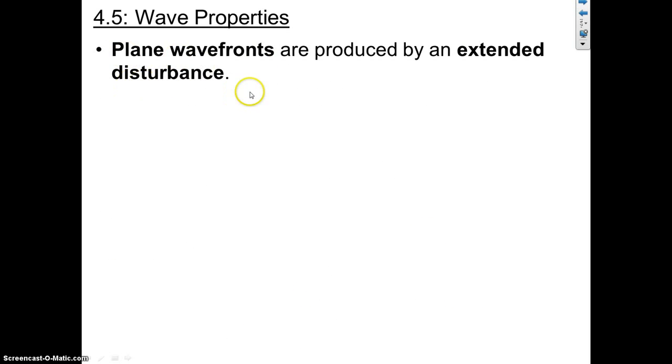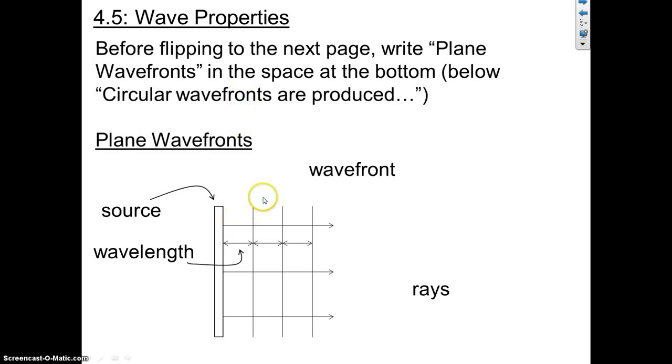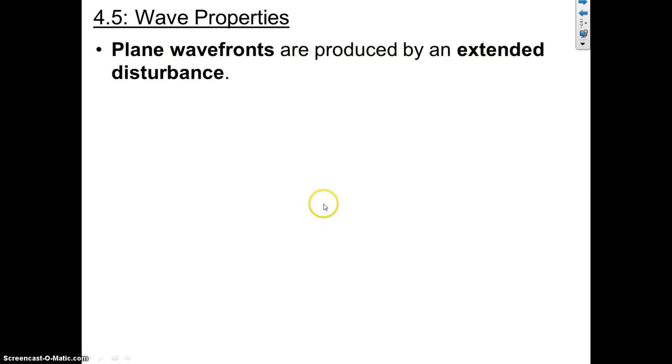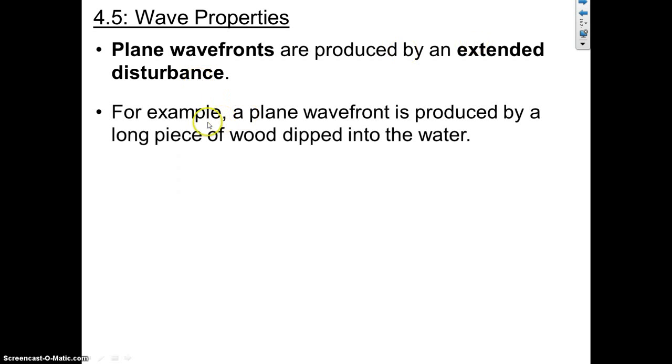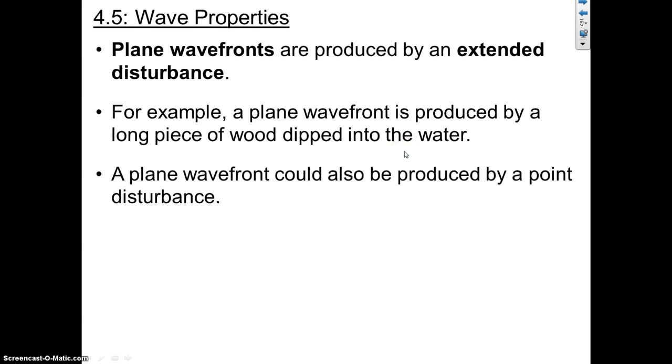Plane wavefronts is what we just drew. Each of these up and down lines is a plane wavefront. They are produced by an extended disturbance, such as a long piece of wood dipped into the water. A plane wavefront could also be produced by a point disturbance.